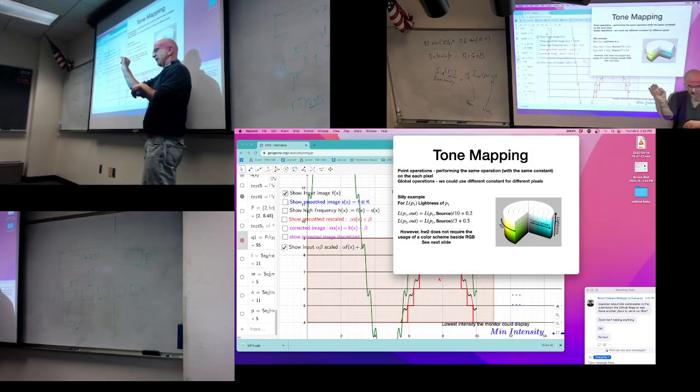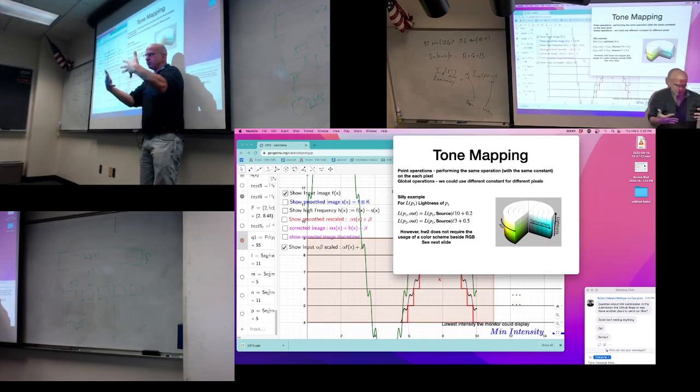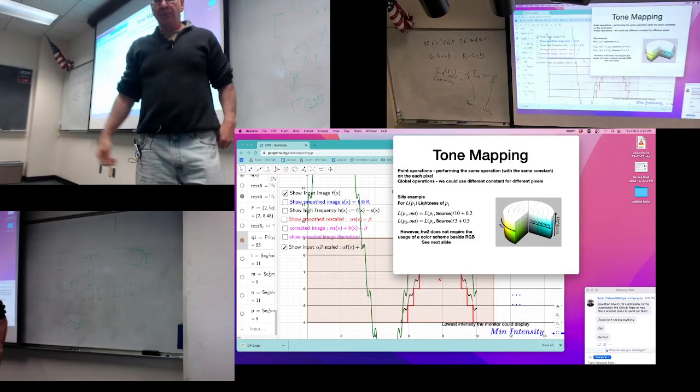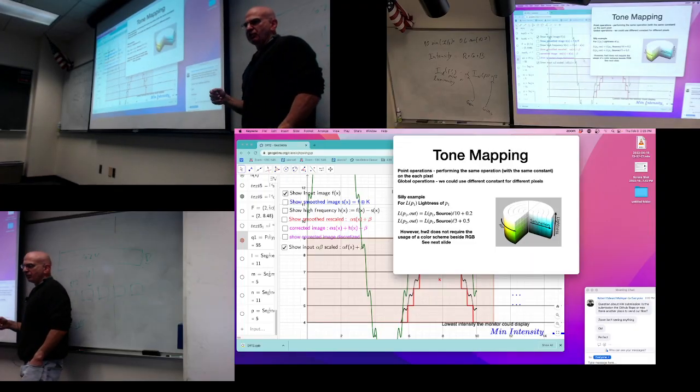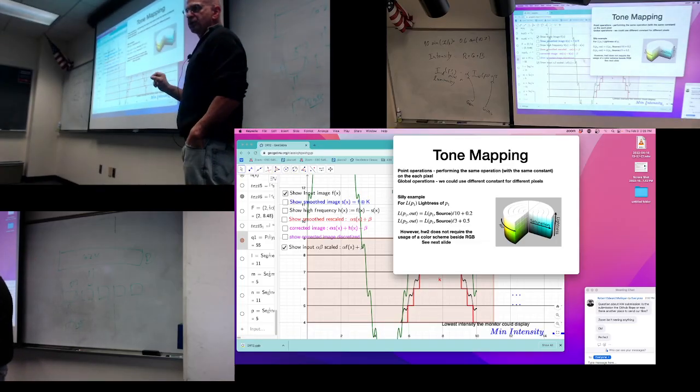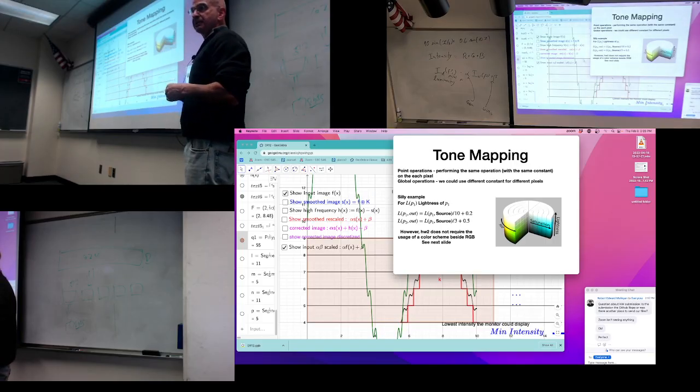You have the sliders, and in your program, you have the potentiometers on your TV monitors. You can change their values, but it's the same operation that works on each pixel, the same constant alpha, beta, gamma per each and every pixel.